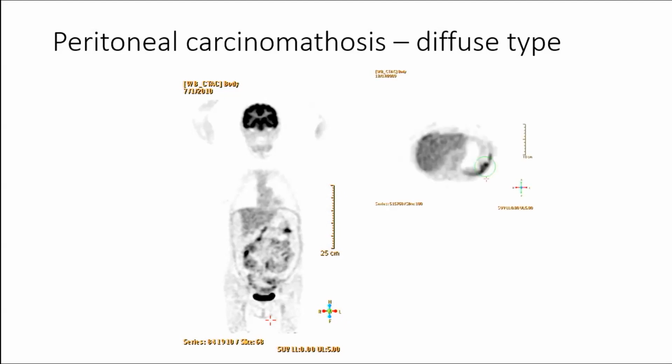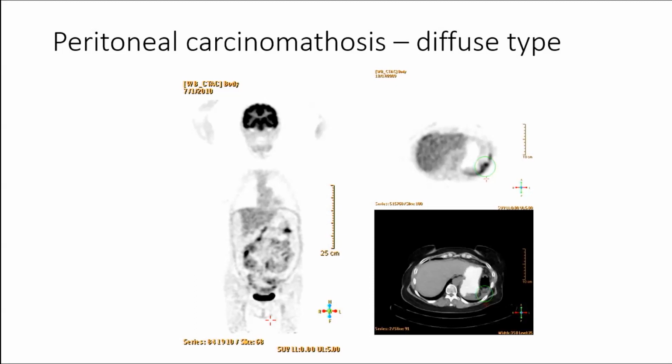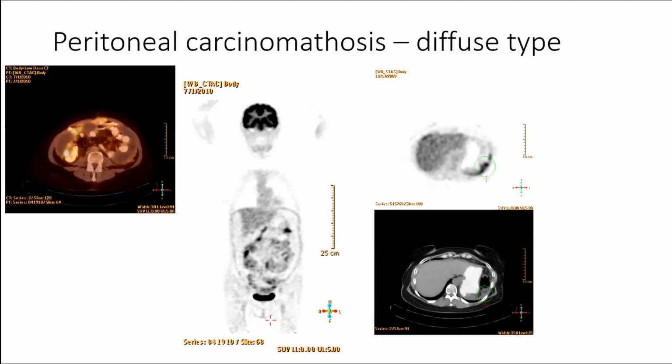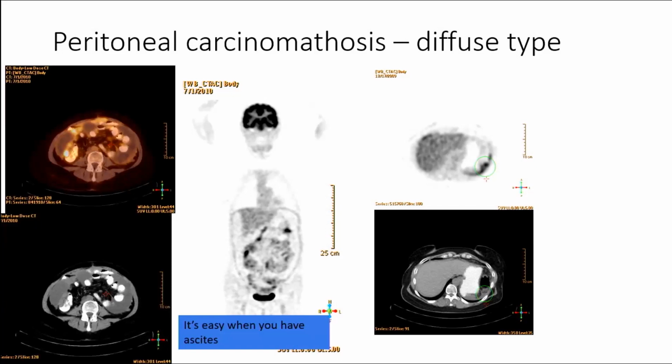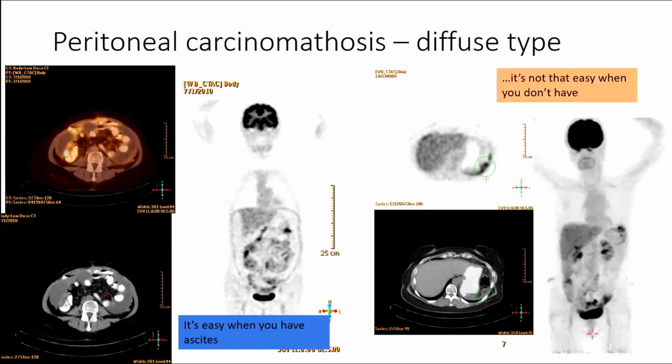This is how it looks on FDG. This is how it looks on CT scan. When we have ascites, it's easy. When we don't have ascites, it's not that easy, so you should rely on metabolic imaging only.